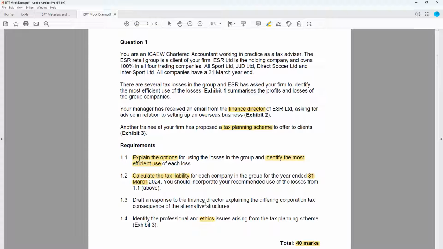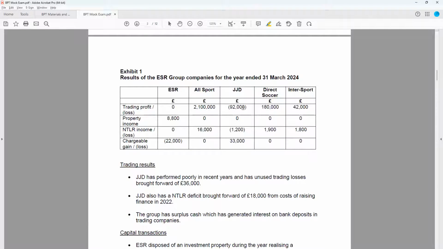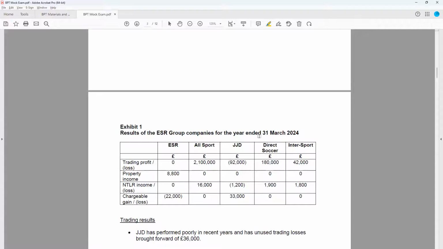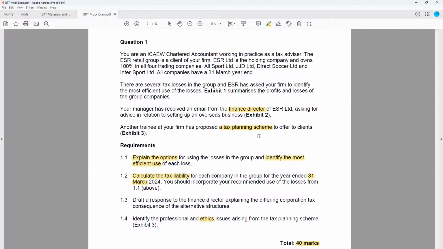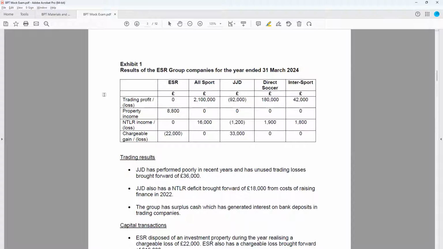So we can go 8, 12, and then I do these two together because this part kind of feeds into this part. There'll certainly be more to do here because we're going to need to go through, explain how each of the losses can be used, identify the best way to use them as well, and then recalculate or calculate the tax liabilities for each company. So definitely more to do there. So hopefully you can kind of see how I've allocated the marks there. Yeah, ethics always go for 8 marks. And then the other parts, I've done it based on what we need to do.